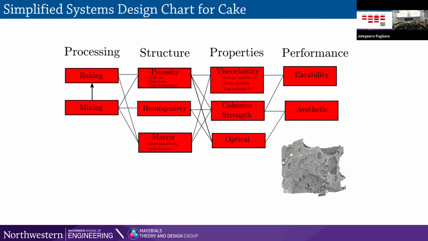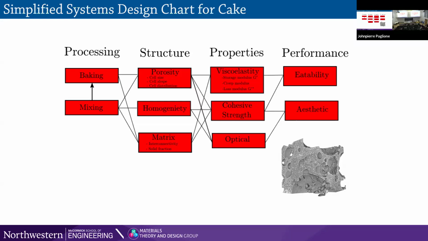So here is the processing, structure, property, performance chart for this chocolate cake. If I look down this column on the left, processing, it's very simple. There's a lot of mixing. That's basically the shake and bake that's happening. And then we bake, of course. Now, the structure, we can look at different length scales. We can look at porosity of the chocolate cake, the sponge. We can look at how homogeneous it is. And then we can look at the matrix. So it could have chocolate chips in it, et cetera. There could be a secondary phase and so on.